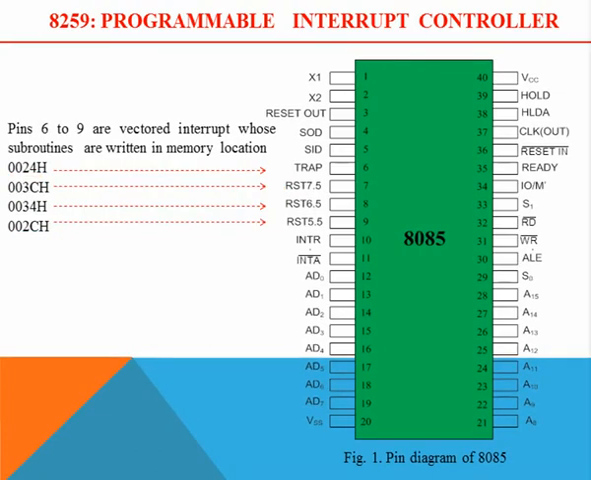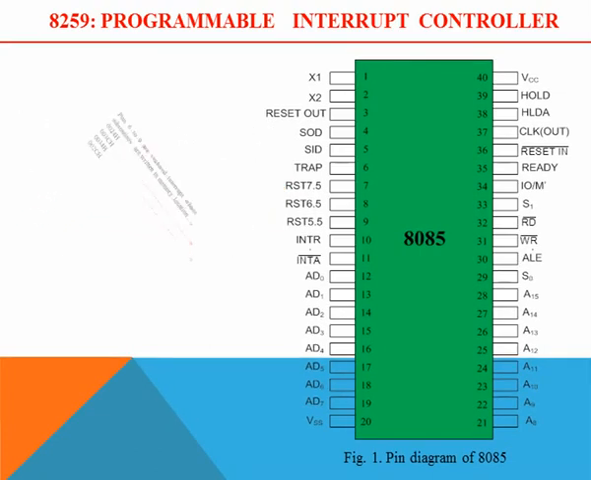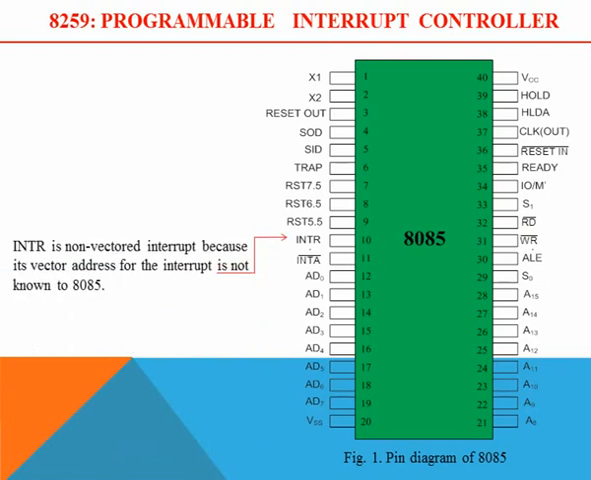Unlike a vector interrupt, a non-vectored interrupt is where the interrupting device never sends an interrupt vector. An interrupt is received by the CPU and it jumps the program counter to a fixed address in hardware. The vector address of INTR is not known to the 8085, therefore INTR is called a non-vector interrupt.